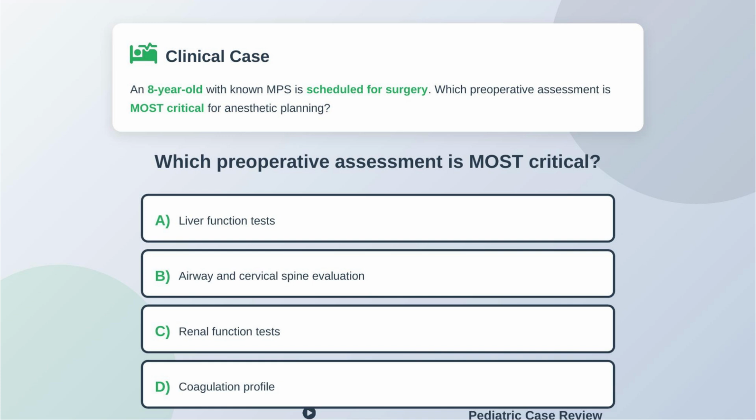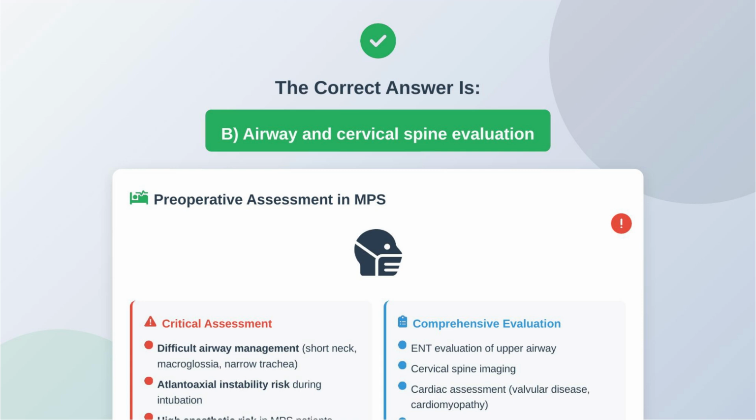Here's our final clinical case. An 8-year-old with known MPS is scheduled for surgery. Which preoperative assessment is most critical for anesthetic planning? A. Liver function tests. B. Airway and cervical spine evaluation. C. Renal function tests. Or D. Coagulation profile. The correct answer is B.